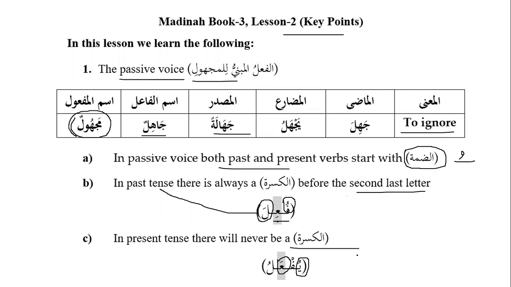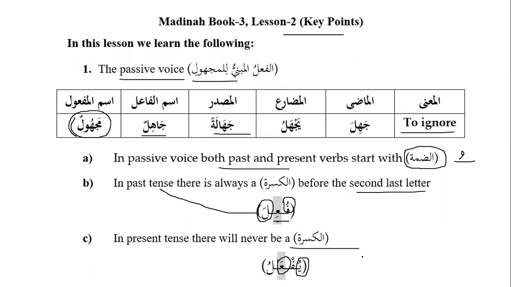So if I say yunsarun, yunsaru, is it active or passive? Yunsaru, there is no kasra. Yuktabu, active or passive? Passive. Yuqtalu is passive as well. Qutila is passive. Okay, so that's the only thing that you need to remember.